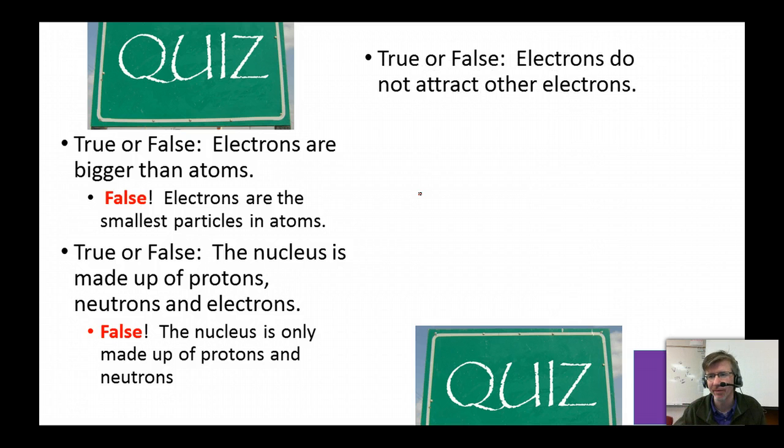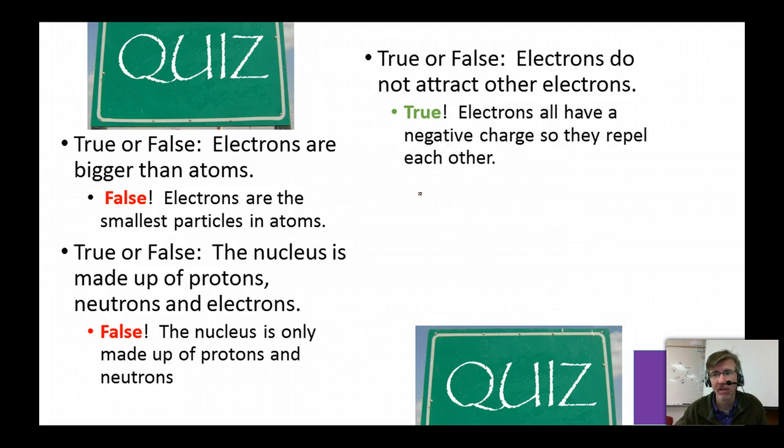Next question. True or false? Electrons do not attract other electrons. True. Electrons all have a negative charge, so they repel each other. Repel means to push away from.